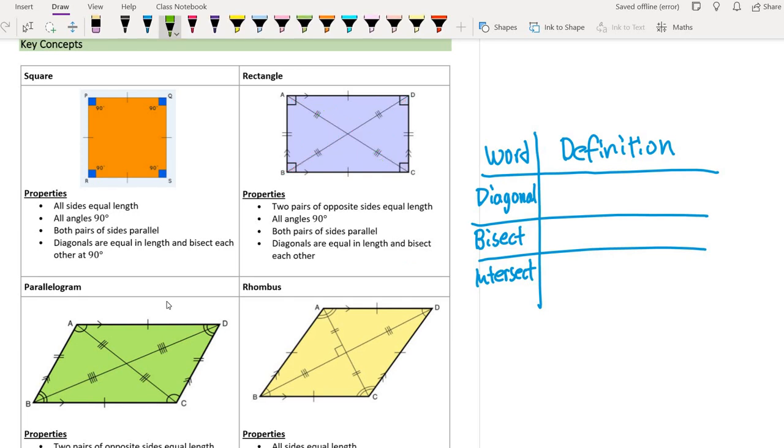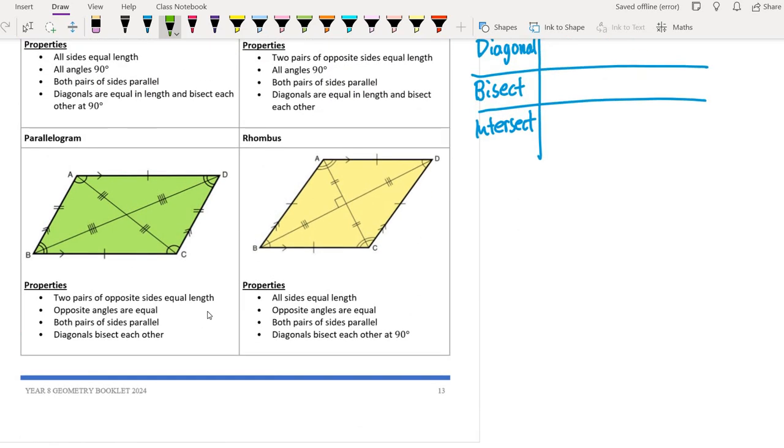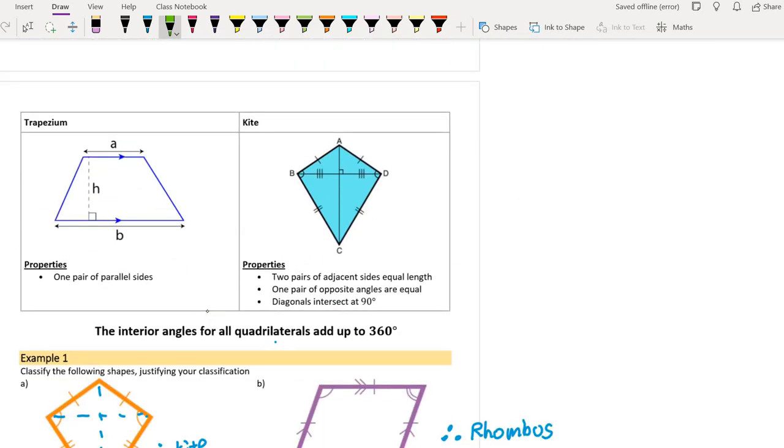And lastly, we have intersect. Let's find where we see intersect right here. Intersect means they meet. So another word for intersect could be they meet at this point. Here it says diagonals intersect at 90 degrees. If we do two diagonal lines, one from this end to this end, and another from this end to this end, you can see these two lines meet in the middle. They intersect at this point. And the angles they create when they intersect are all 90 degrees. So that's what intersect means.